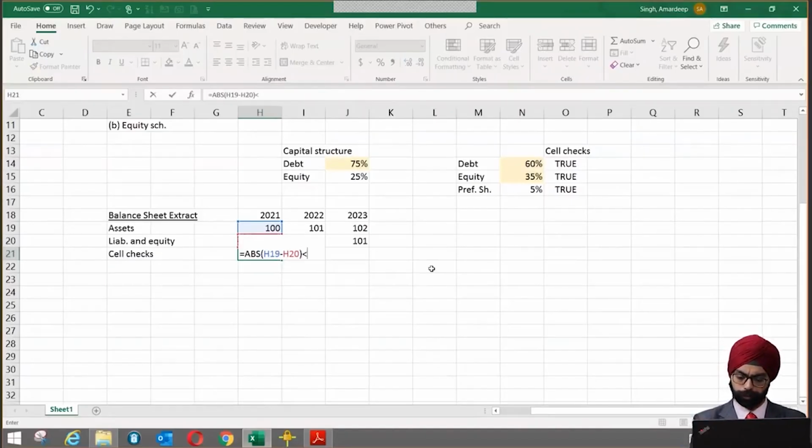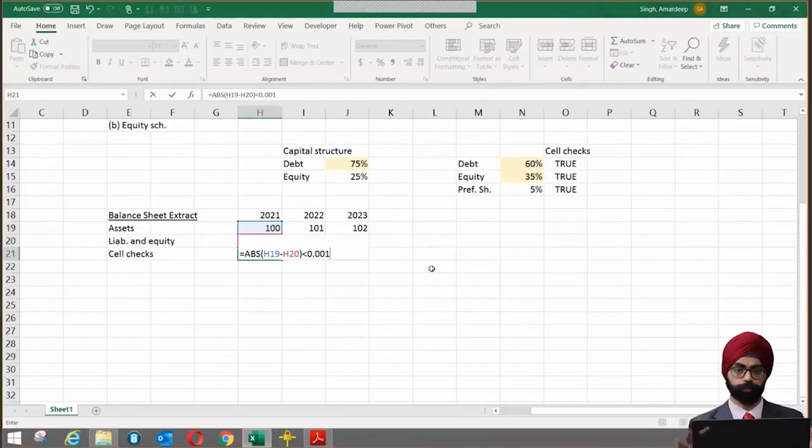So I'm going to say that it should be less than or equal to 0.001, because sometimes what happens is that total assets would be 100.001 and total liabilities could be 100.0015. There could be a small difference, and that could be on account of some sort of rounding off that we may have done at a couple of places, and that's why we are seeing that gap. So we should be okay with a small error tolerance.